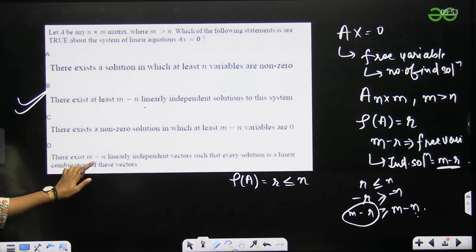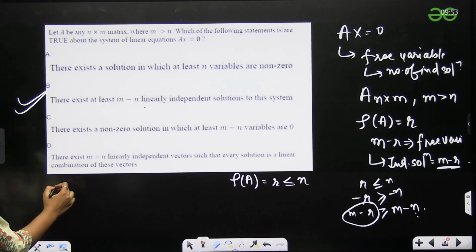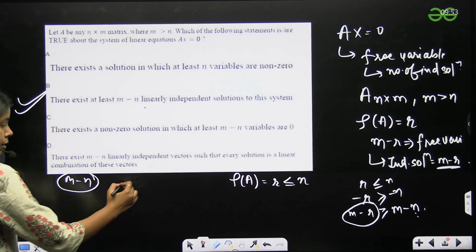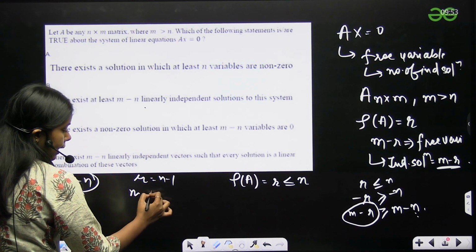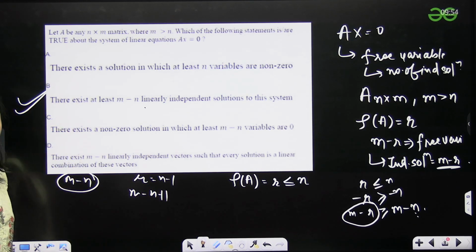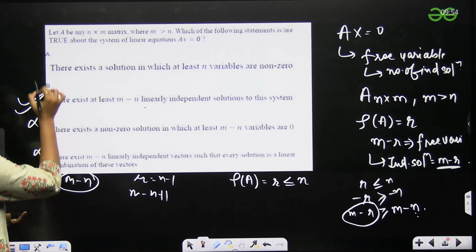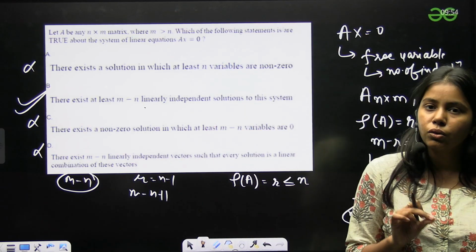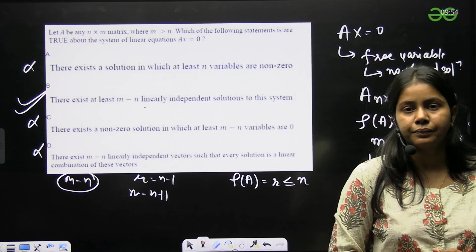Now in this one, they are saying m minus n linearly independent vectors exist such that every solution is a combination of these vectors. But they are saying m minus n exactly combination work करेंगे. But अगर मेरी rank n minus 1 हो गई, then I'll have m minus n plus 1 vectors. Then the solution would be a combination of m minus n plus 1 vectors. So this is not true. So I told you A and C are not true because we do not define anything on the number of variables which are 0 or non-zero, but we define the number of independent solutions. Option B is correct here, right?